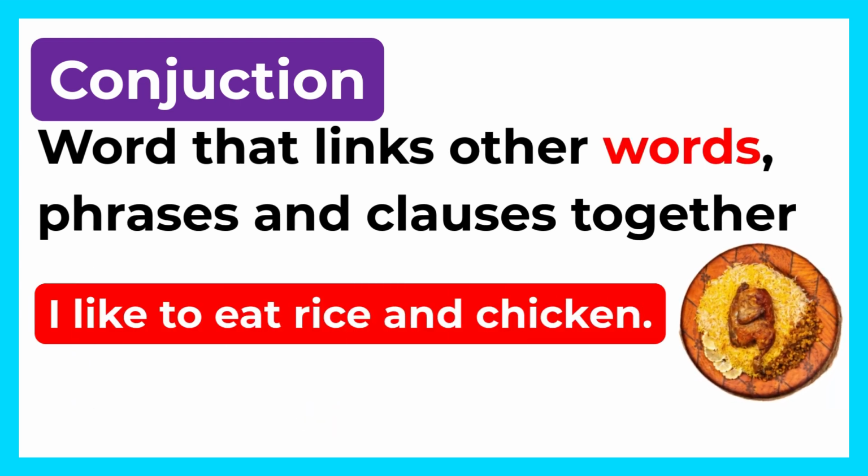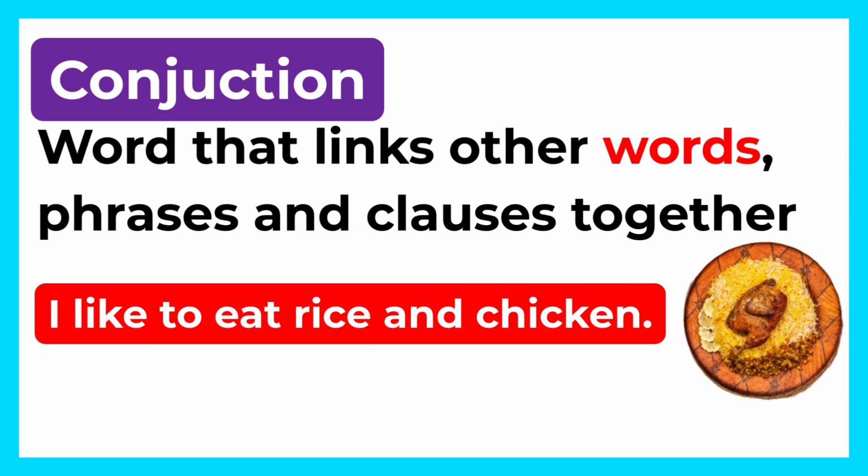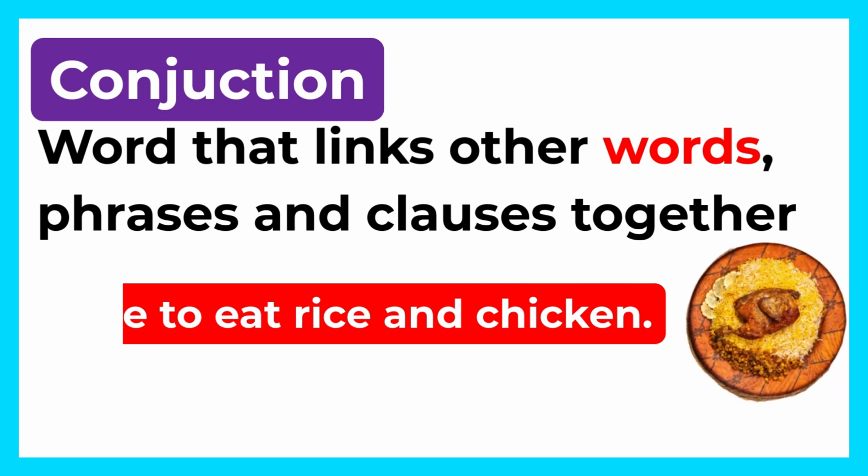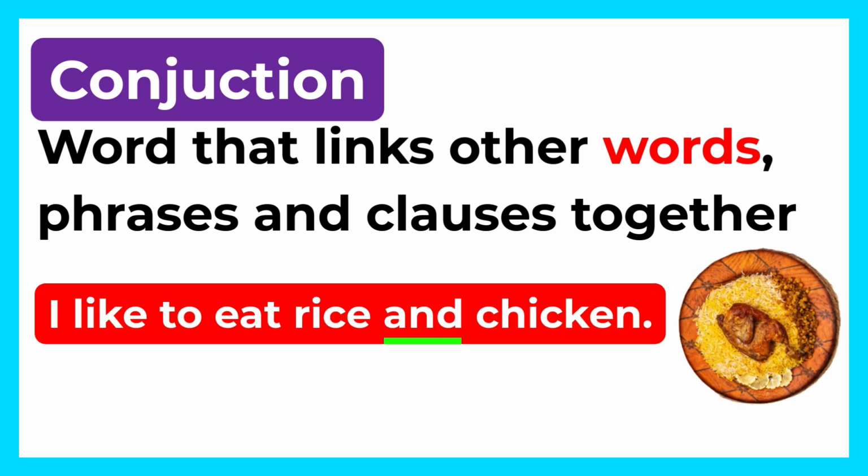An example of a conjunction linking words is I like to eat rice and chicken. The conjunction in this sentence is and. It links the words rice and chicken.